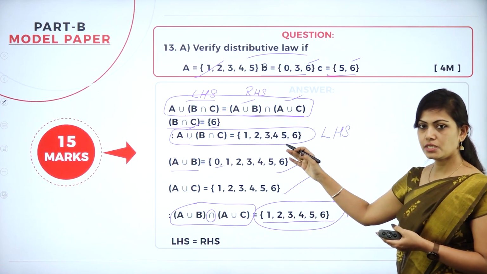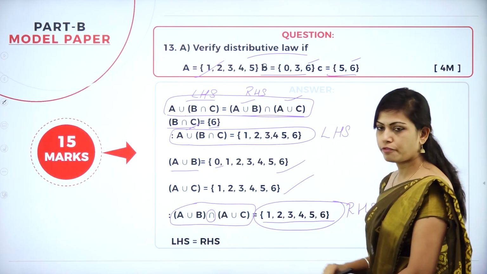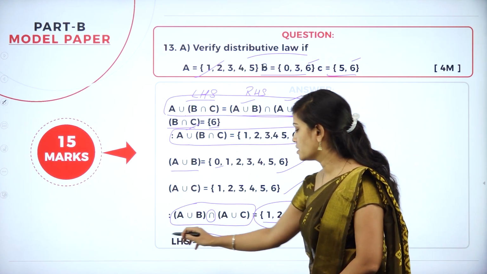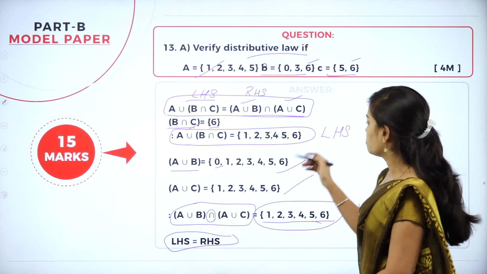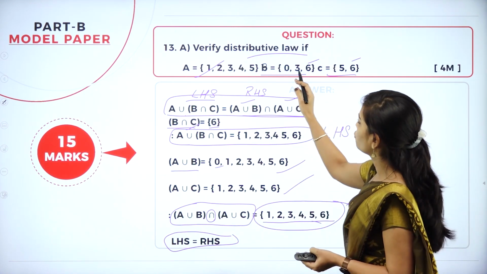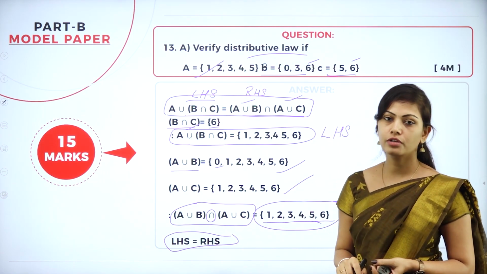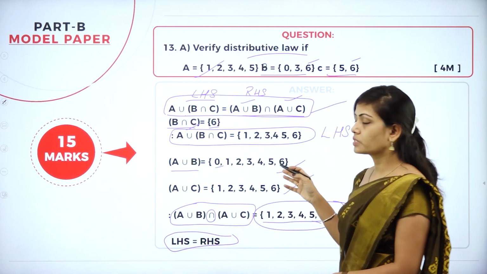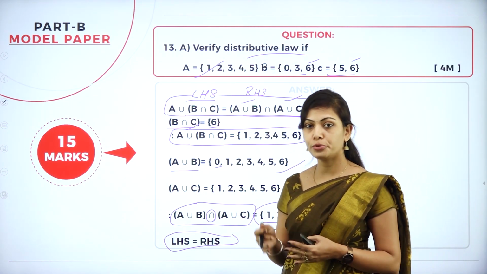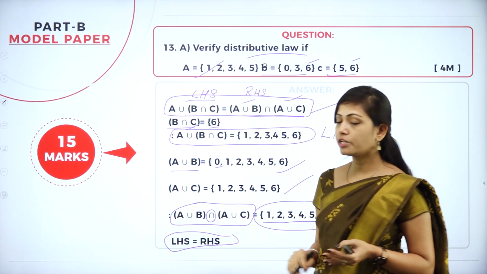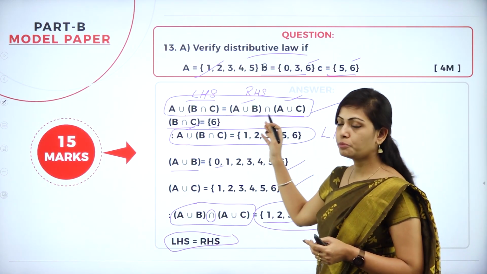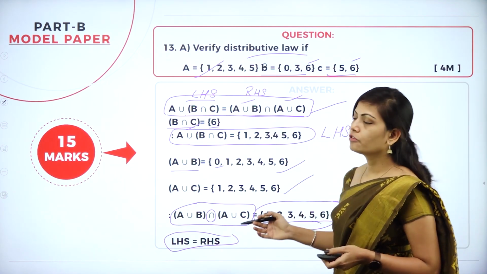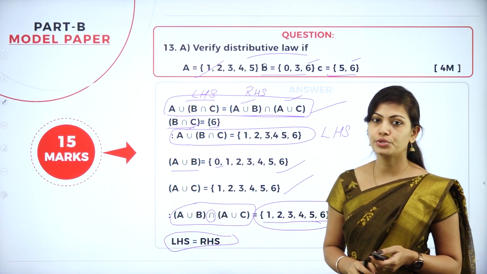Compare with the LHS. Here you have 1, 2, 3, 4, 5, 6. Here also you have 1, 2, 3, 4, 5, 6. So LHS is equal to RHS. Both the values are equal. So we have verified this distributive law. Please practice these laws of logic: associative law, distributive law, commutative law, etc. Definitely there will be a problem on this concept, verify the distributive law or verify the associative law, etc. You have to prove that LHS is equal to RHS.